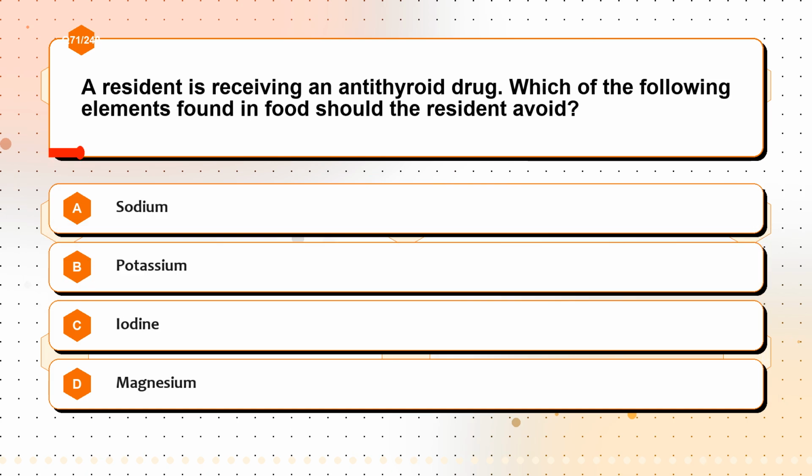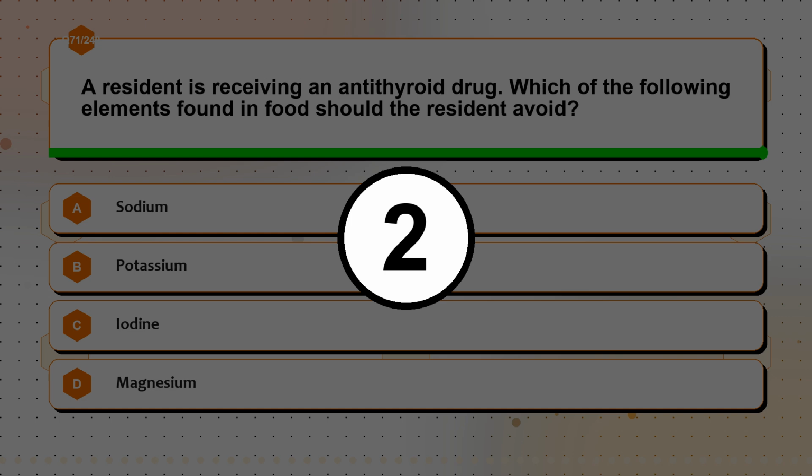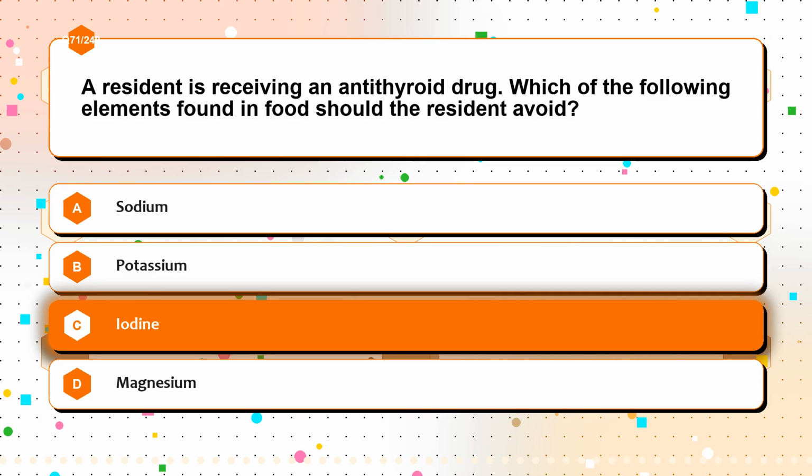Question 71. A resident is receiving an antithyroid drug. Which of the following elements found in food should the resident avoid? Here are the options. Option A, sodium. Option B, potassium. Option C, iodine. Option D, magnesium. The correct answer is option C, iodine.